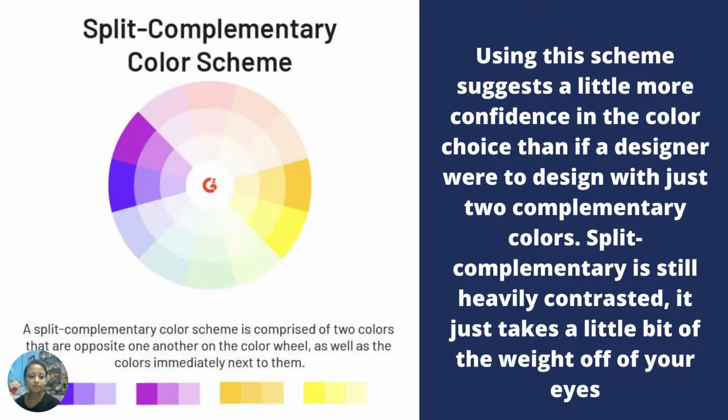Okay. So likewise, another is the split complementary color scheme. A split complementary color scheme is comprised of two colors that are opposite of one another on the color wheel as well as the colors immediately next to them. So you can think of it this way and this way. You can also try combining these colors this way or this way. Let's just make a crisscross, right?